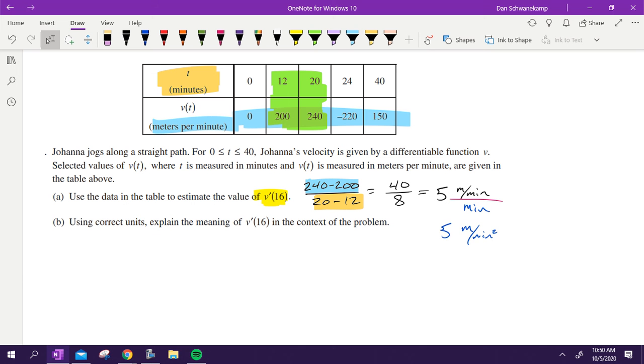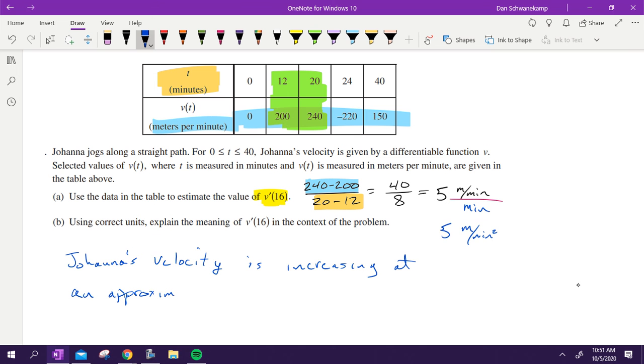Letter B says, using correct units, explain the meaning of V prime at 16. Anybody want to take a shot at that? Lulu, what you got? Okay, I said Johanna's velocity is increasing at an approximate rate of 5. Increasing at, and I like that you said that here. Normally they wouldn't ask you to interpret an approximation, but that's a great job here. She said at an approximate rate, because it's not the actual rate.